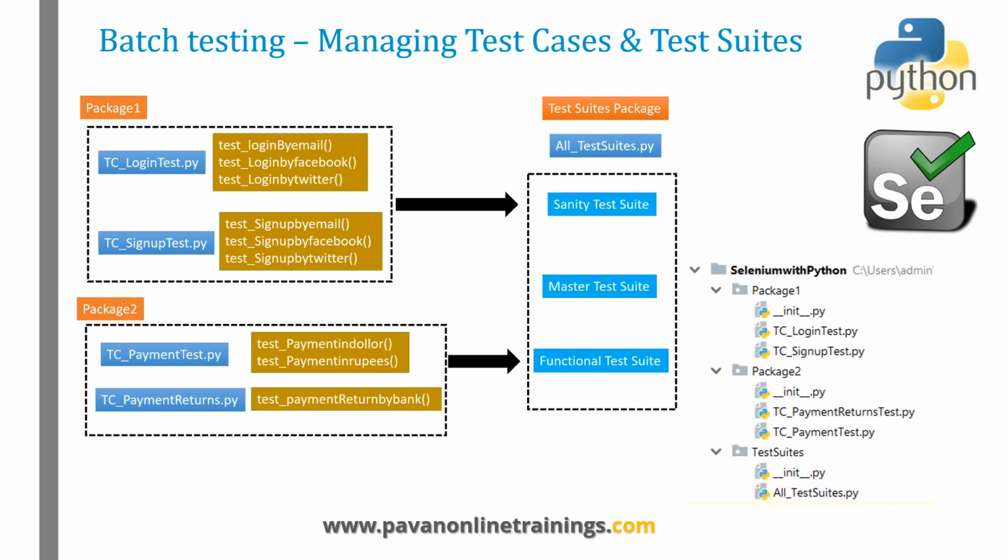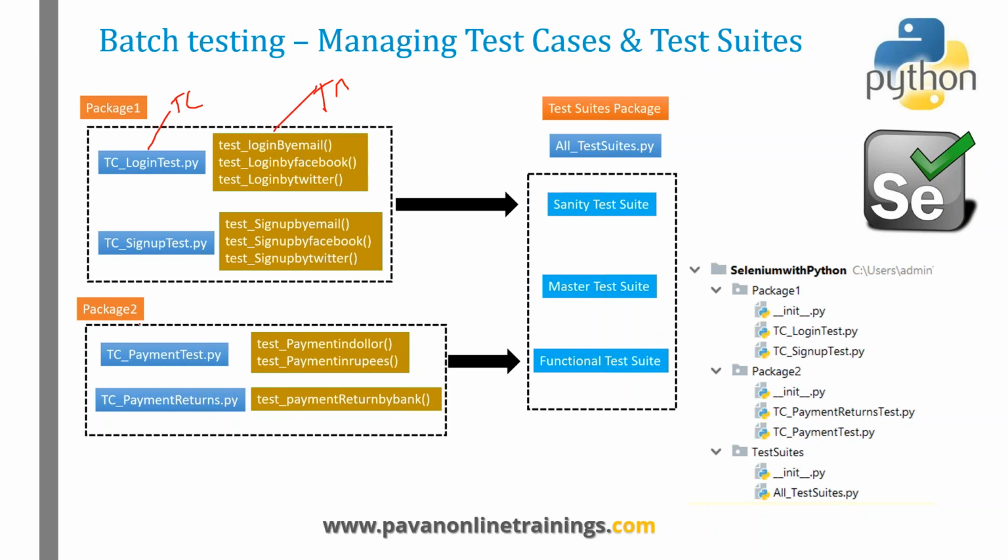And similarly, in package 2, I will create another two test cases, payment test and payment returns. Under payment test, we have two different methods like payment in dollar and payment in rupees. And then in payment returns, we have one more test method, that is payment returned by bank. So these are the two different packages I will create. Inside package 1, I will have two test cases, and inside the test cases, I have different test methods. So these are all test methods and these are all test cases. Similarly, in package 2, I have two test cases, and each test case contains a few test methods.